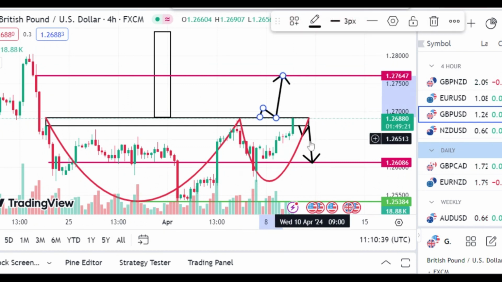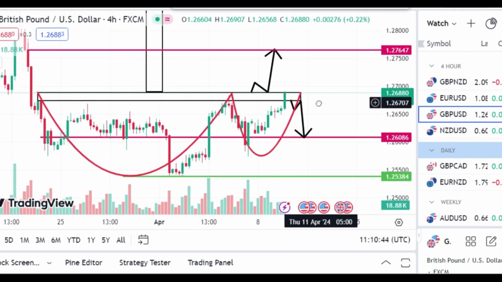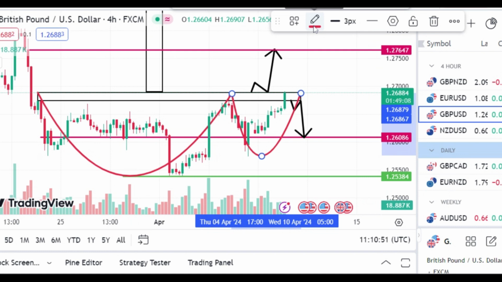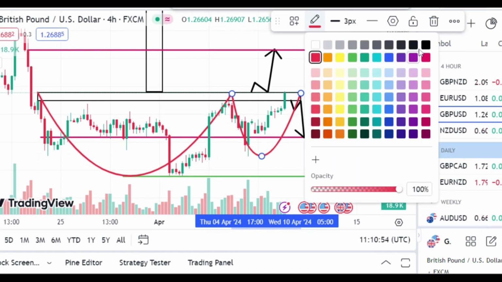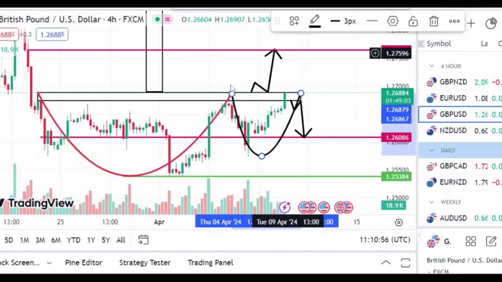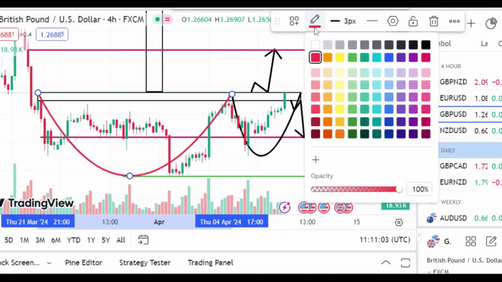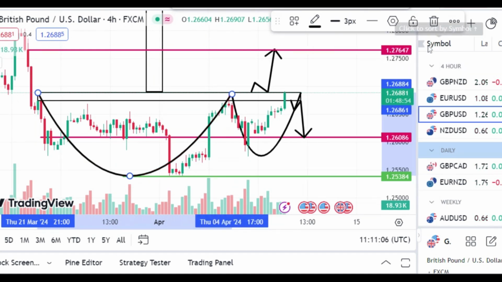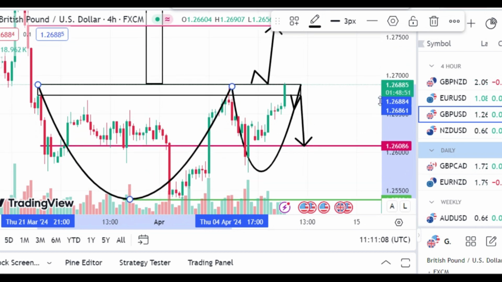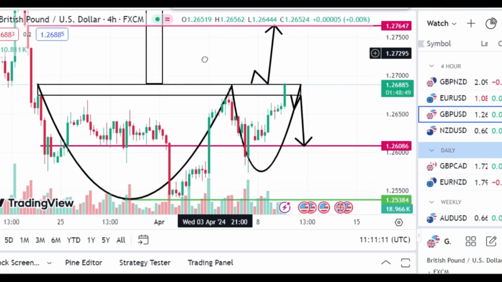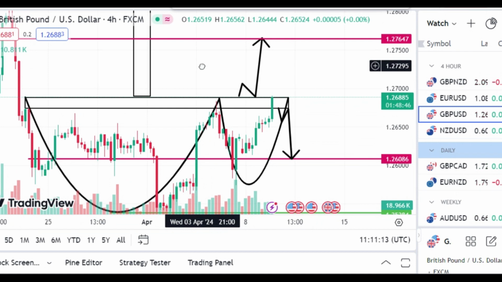And if it fails to break the zone, then it will continue consolidating for the longest time, because there's nothing much we can do. We just have to anticipate what the market will do, because it is not a must. We are just analyzing the chart and we let the chart play and see what will happen, because we cannot move the market. And we always say there's another chance. So that is what I'm seeing in our chart.